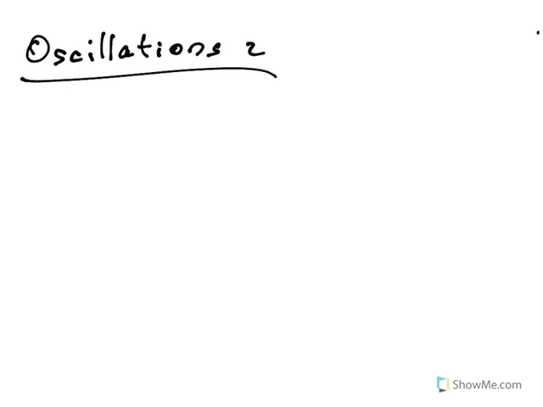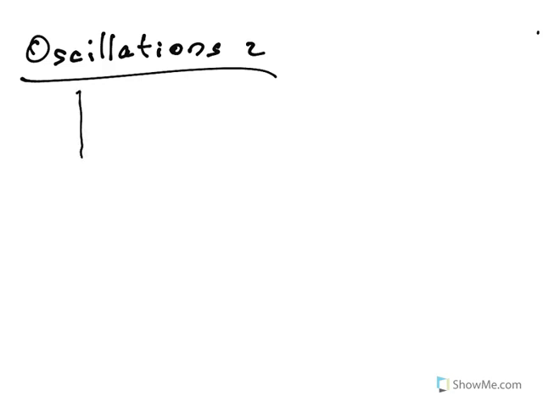All right, so we're going to continue the discussion on waves and oscillations today. And what I want to talk about this time is what happens if you have multiple waves going through a certain space at the same time.